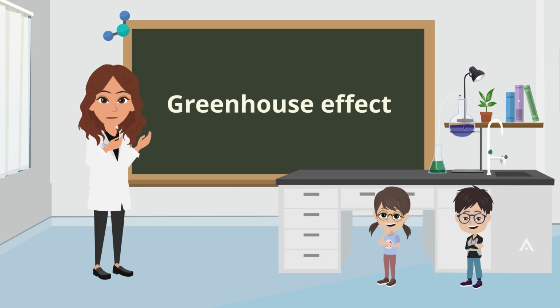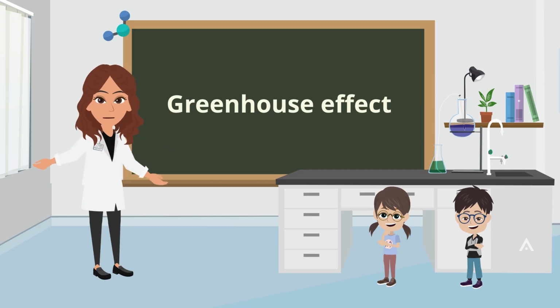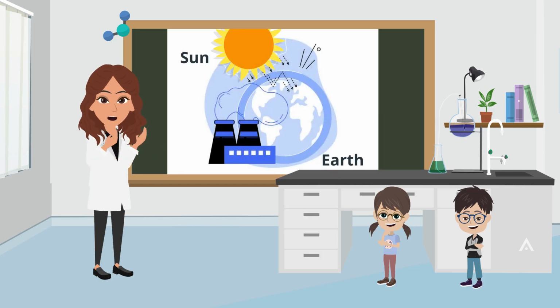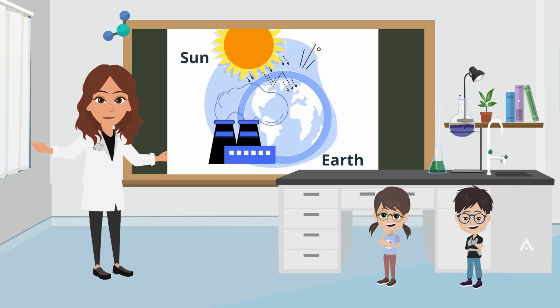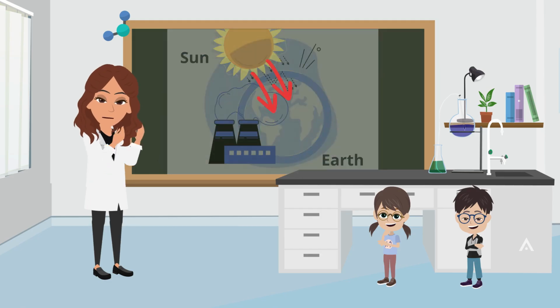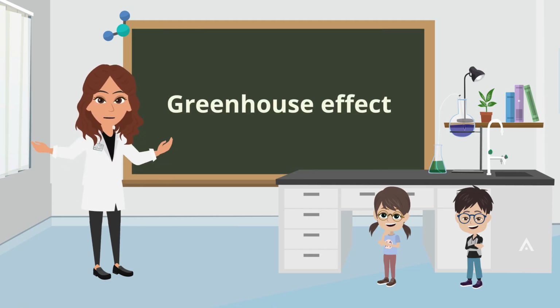In this video, we will learn about the greenhouse effect. The greenhouse effect is a process that occurs when the greenhouse gases in Earth's atmosphere trap heat from the sun and keep Earth warm. How does the greenhouse effect occur?